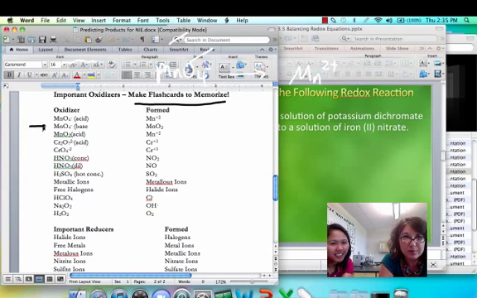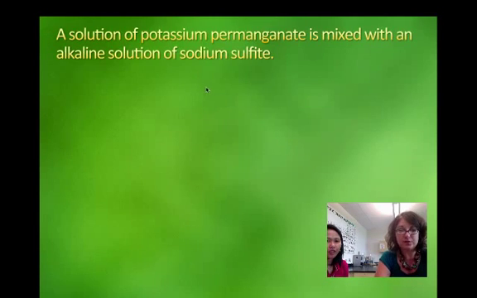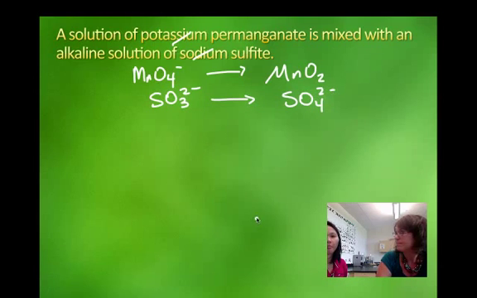All right, so here's our problem. We're in basic solution now. So MnO4 minus in basic solution is going to form MnO2. Got to be all picky. So let's try this again. These are spectators, potassium and sodium, and then permanganate in basic solution is going to be MnO2. And then sulfite is this ion. Guess what? It's going to be sulfate. All right, so that's like our bare bones.